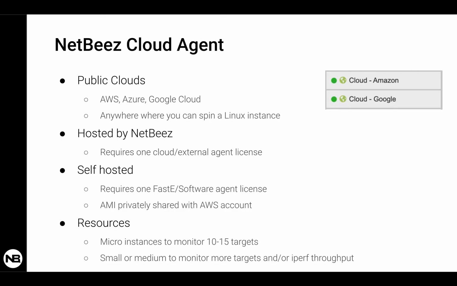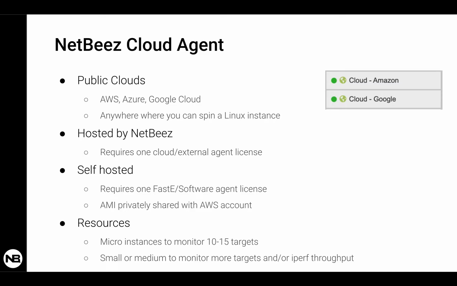What resources do you need when you start a new agent? You can start with a micro instance, to use an AWS term, and that is fine to monitor up to 10, 15 web targets. But if you want to expand the number of targets, or also use iPerf between your on-prem agent and your cloud agent, perhaps to keep an eye on the latency and packet loss of your link to AWS, you might want to use a medium size instance, as you need more CPU and RAM to push throughput. But it really depends on how much throughput you want to achieve.